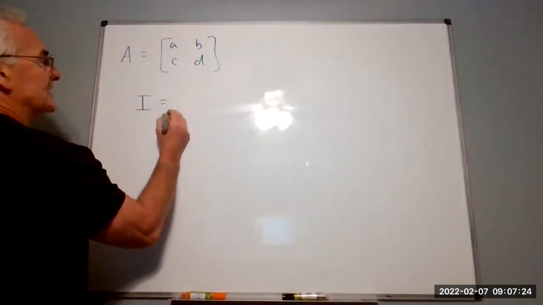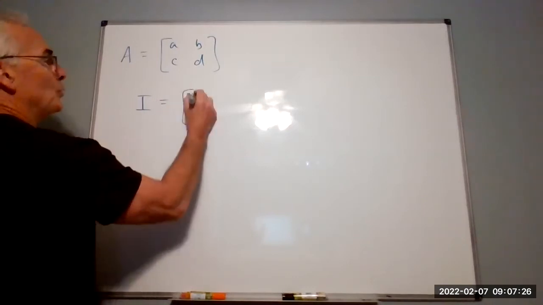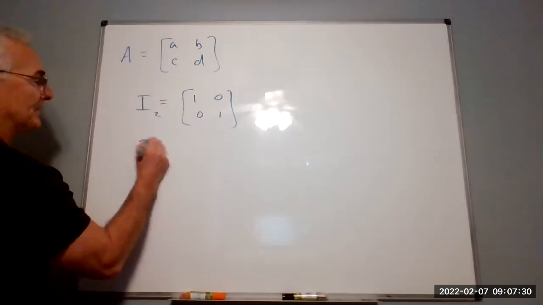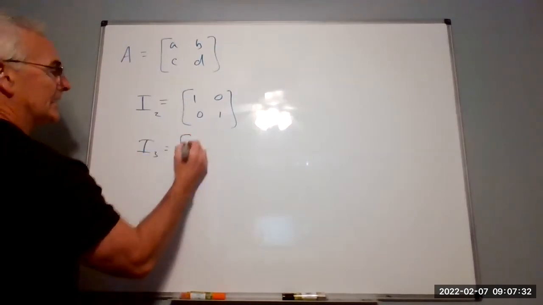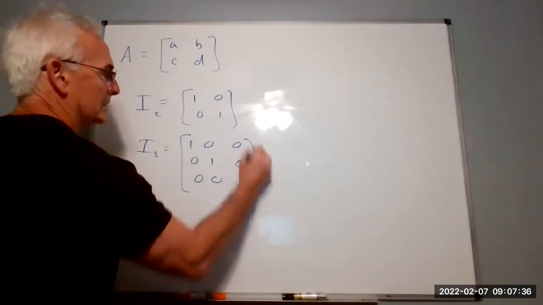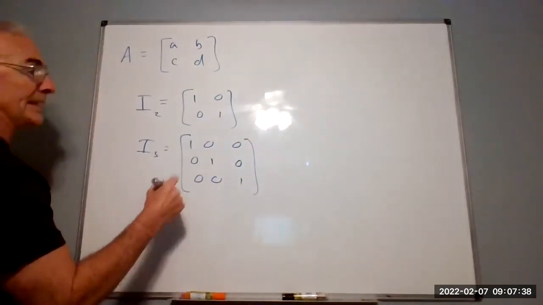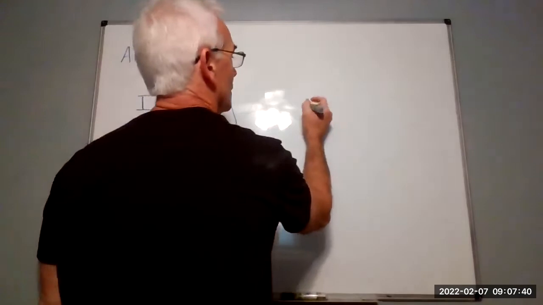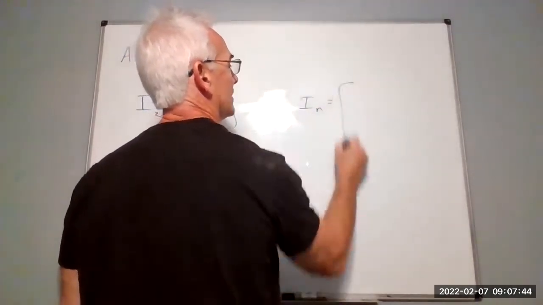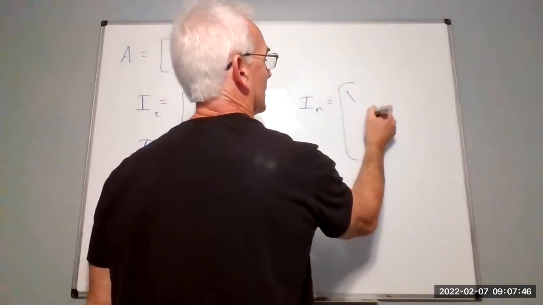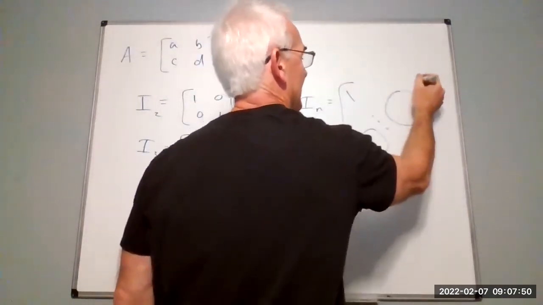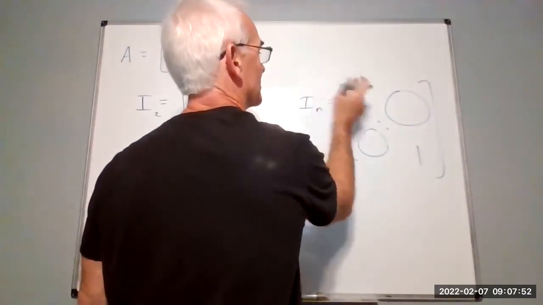I is called the identity matrix. If it's 2x2, it looks like this, and I call that I2. If it's 3x3, it looks like this. I call that I3. So in general, we write it this way. We become really generic. In. I love this notation. Oops, that's supposed to be a 1.